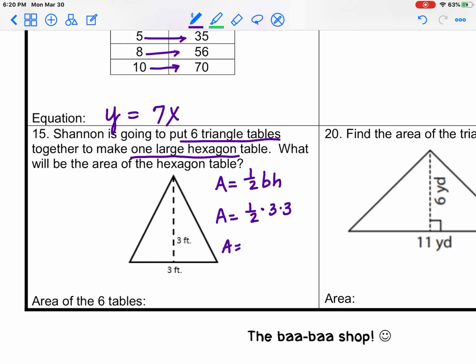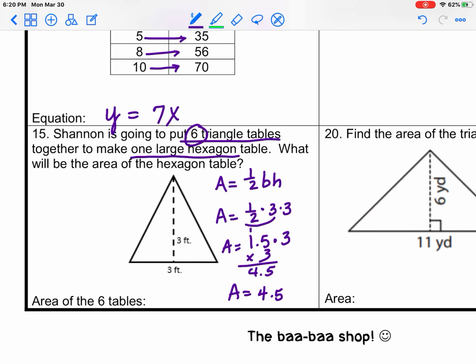Well, no, I'm sorry. Let's just do it that way. What's half of 3, everybody? Oh, it's 1 5/10. And then I multiply 1 5/10 times 3. And I get 3 times 5 is 15. Oh, I get 4 5/10. So the area of one table is 4 5/10.